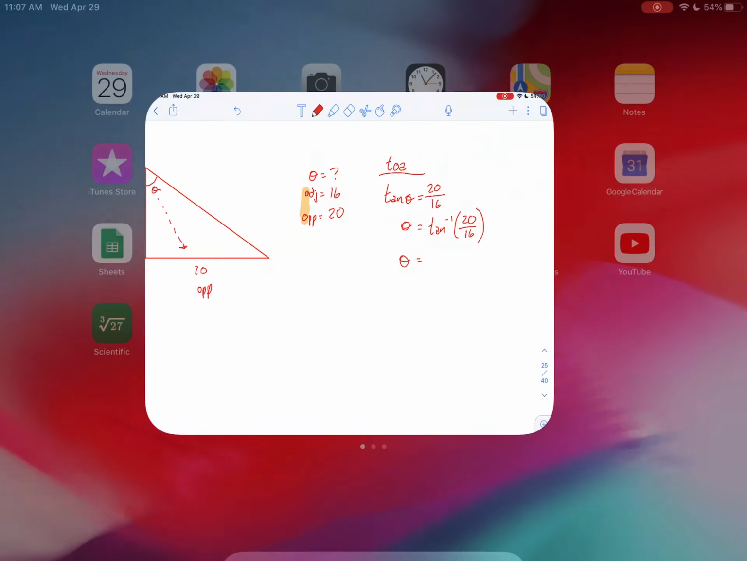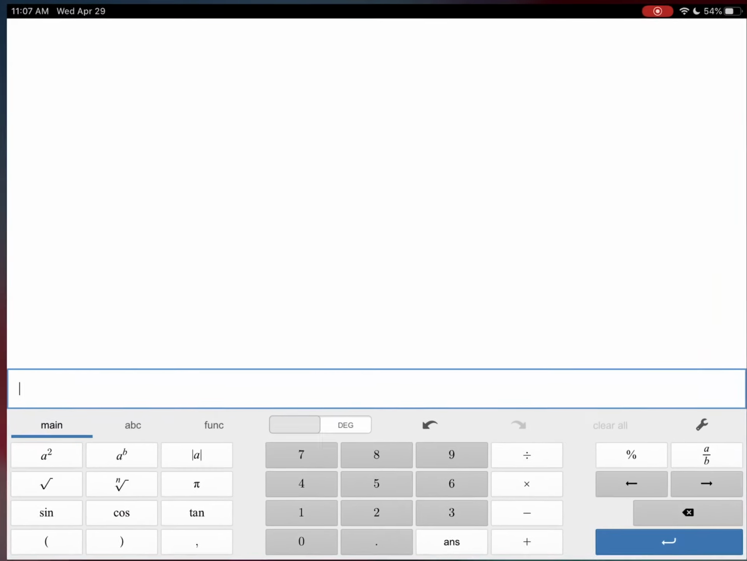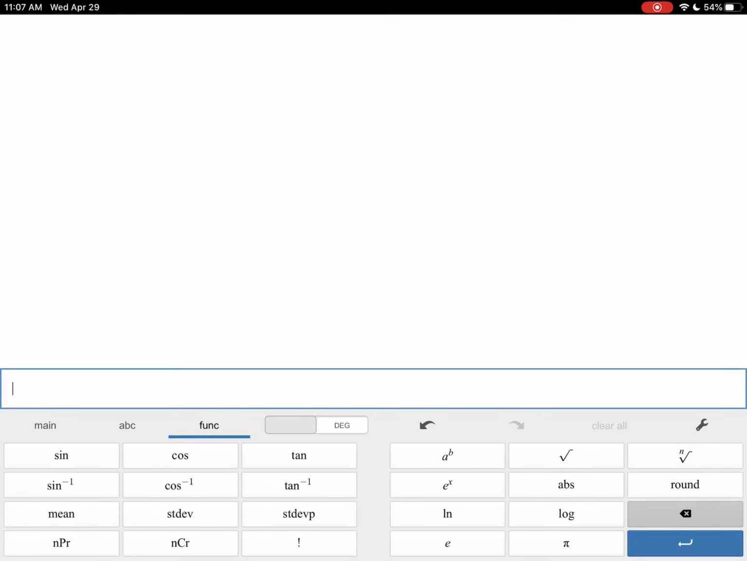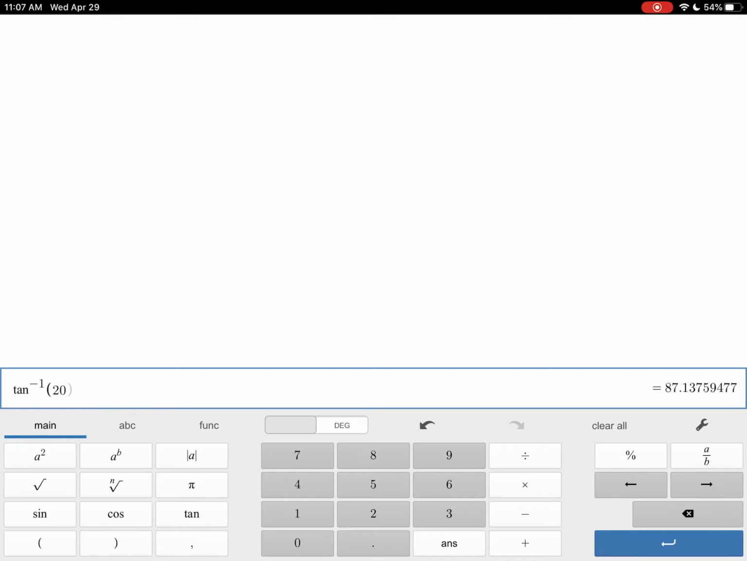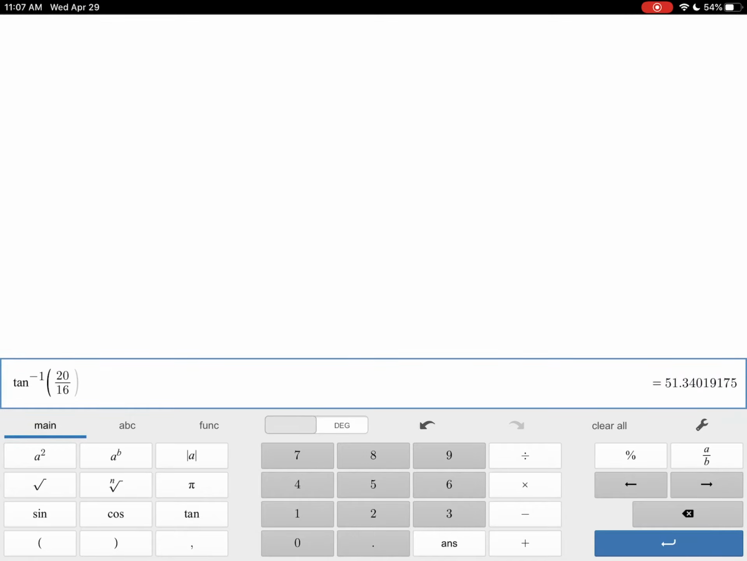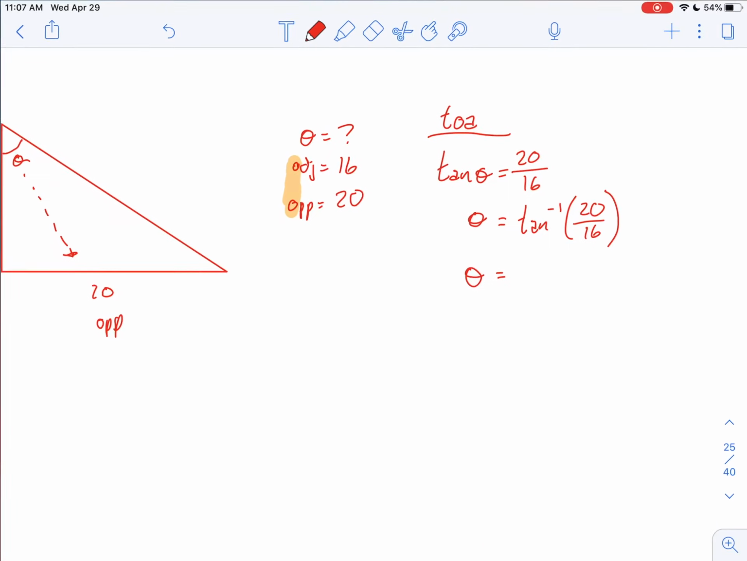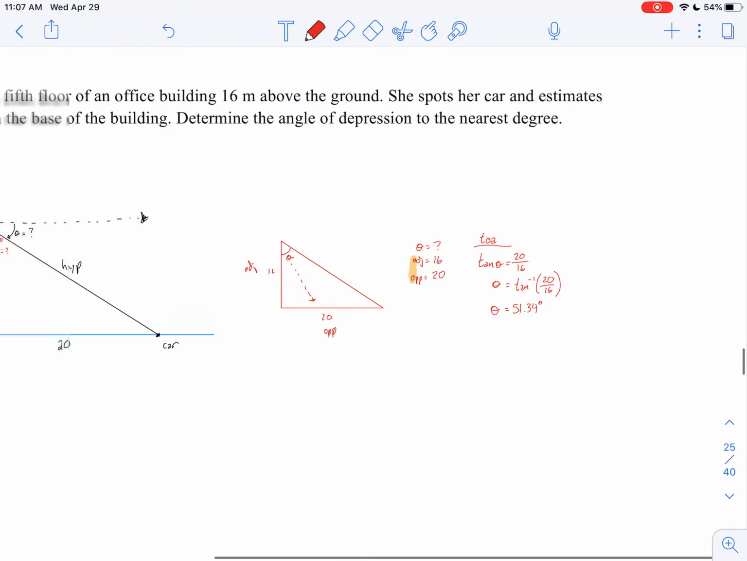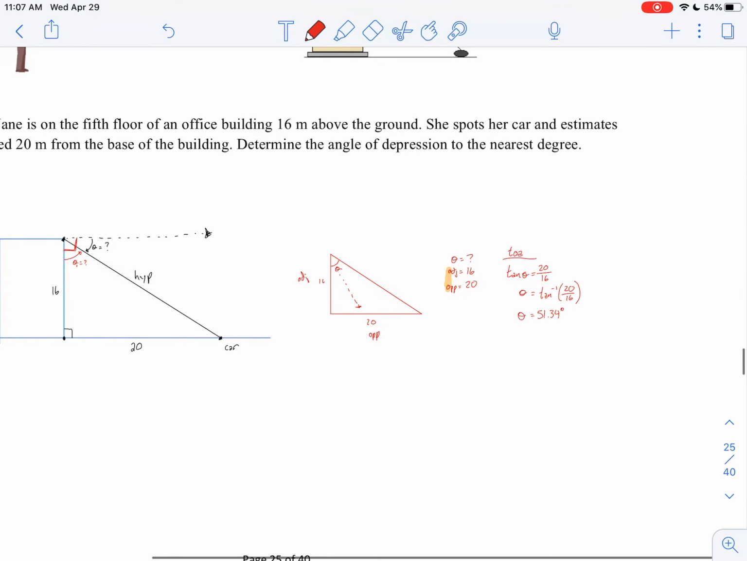And tan inverse of 20 divided by 16 is, let me switch my calculator, equal to 51.34 degrees. So that's my actual theta on the inside of that triangle.